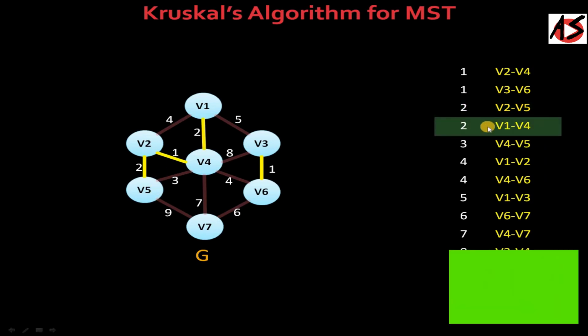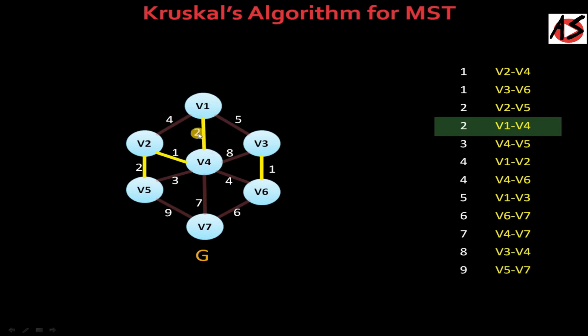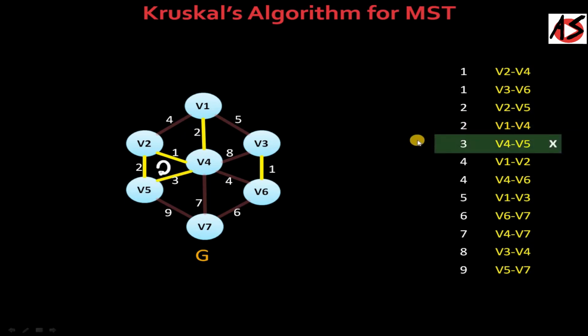Now we are moving ahead and we are getting another edge with weight 2, that is V1 to V4. So here you can see V1 to V4 is now connected with weight 2. Now we are moving ahead and we are getting edge V4 to V5 having weight 3, but it creates a cycle. And since we are making the minimum spanning tree, and as you know trees don't contain any cycle, we have to reject this selection.